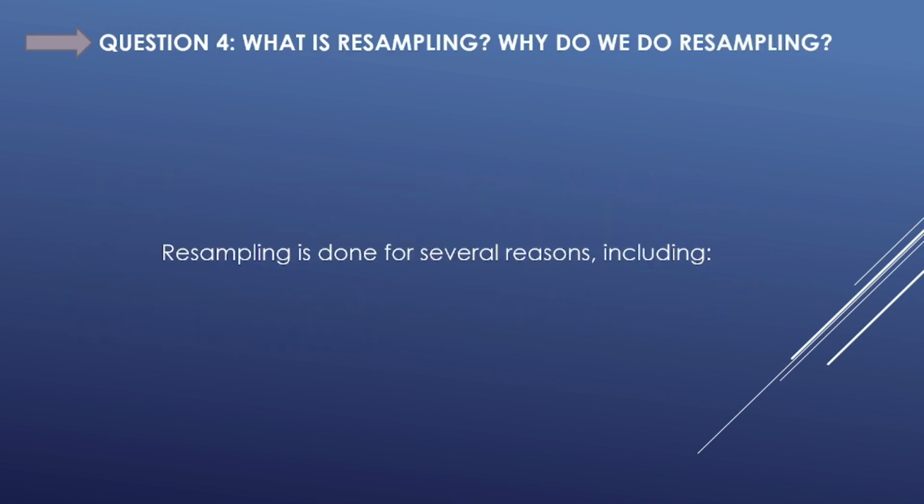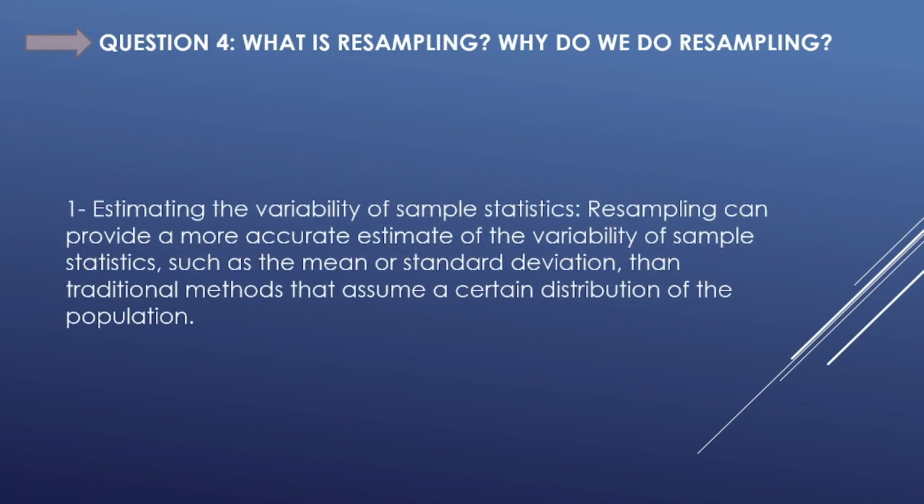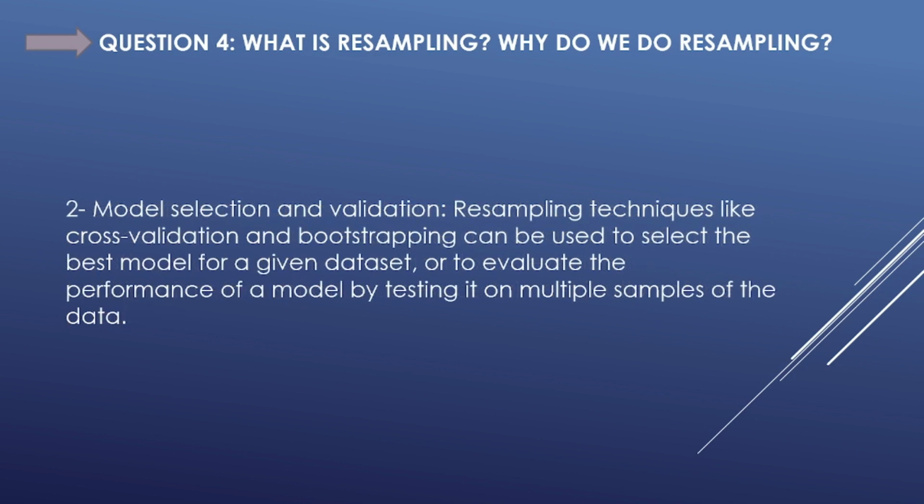Question 4. What is resampling? Resampling is done for several reasons, including estimating the variability of sample statistics. Resampling can provide a more accurate estimate of the variability of sample statistics, such as the mean or standard deviation, than traditional methods that assume a certain distribution of the population. Model selection and validation. Resampling techniques like cross-validation and bootstrapping can be used to select the best model for a given dataset or to evaluate the performance of a model by testing it on multiple samples of the data.